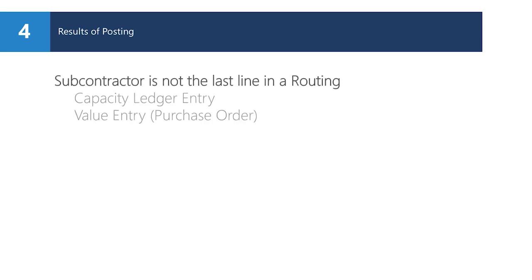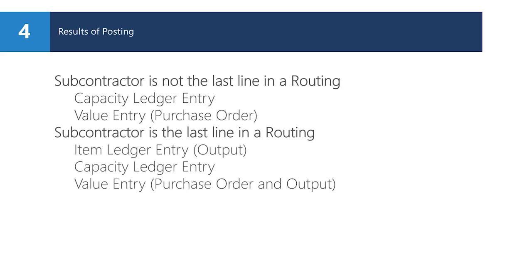When we check the results of this posting, we can see the main difference in our two scenarios. When the subcontractor is not the last line in a routing, we have no posted output. We have only entries with a cost from the purchase order. But when the subcontractor is the last line in a routing, we have all these entries, but also an item ledger entry with an output type.